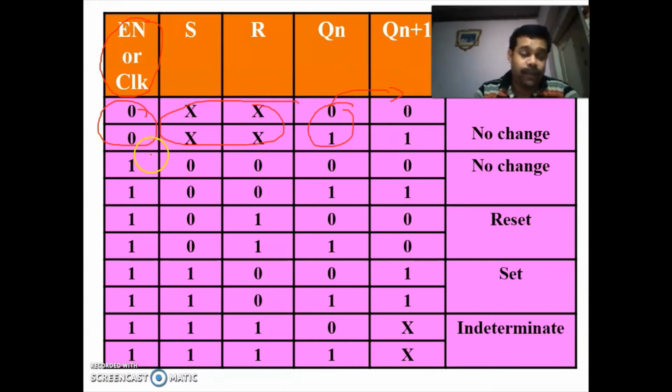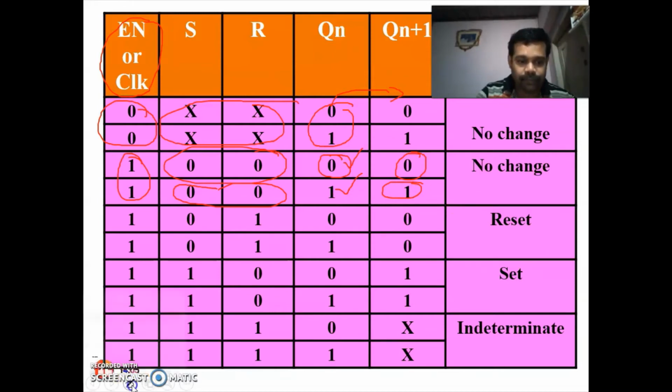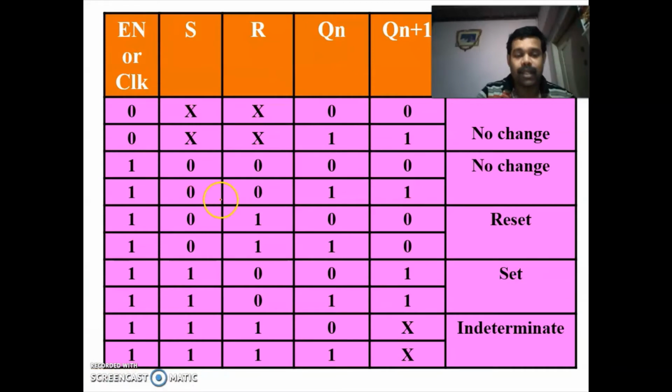Now you come to when you are making enable as 1. We are making enable as 1, and first we are considering the input as 0 0. When the inputs are 0 0, whatever is present in the present state you will be getting in the next state. So first we consider present state as 0, next present state as 1. So when clock is 1 and S and R are 0, whatever we are having in the present state will be coming in the next state. That is no change.